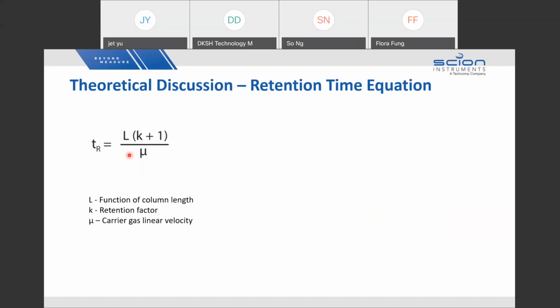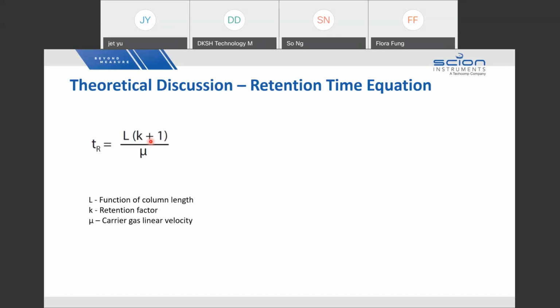L is the column length. I think this one is more straightforward: shorten the column, reduce the analysis time. Okay, k is the retention factor. This is more about the interaction between the analyte and the stationary phase. If there's a strong retention, those compounds are going to stay in the column for a longer time. End of the day, it's a long analysis.